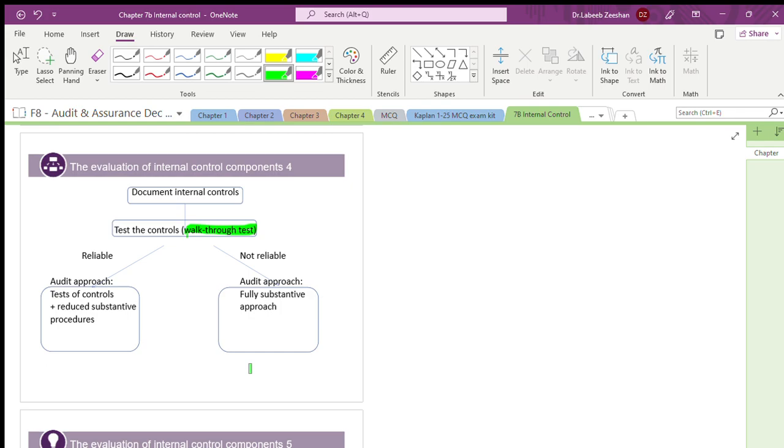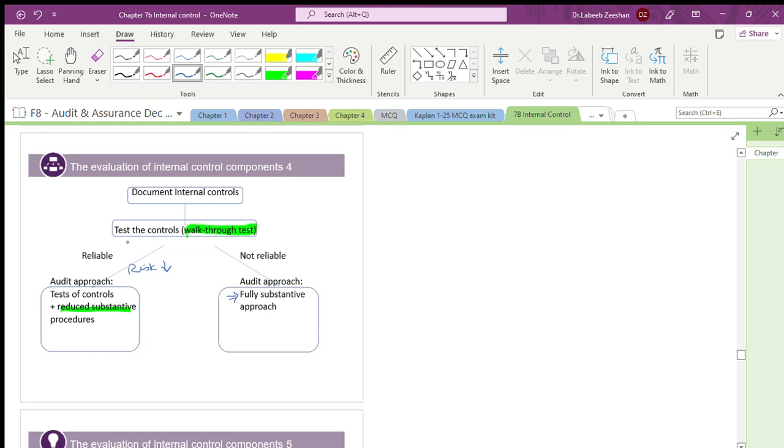You will observe that process, which is called a walkthrough test. When it is reliable, what is the approach? You will reduce the substantive procedures. When the risk is less, you will assess the risk, and you will reduce substantive procedures. When the risk is high, not reliable, you will do the fully substantive procedure.